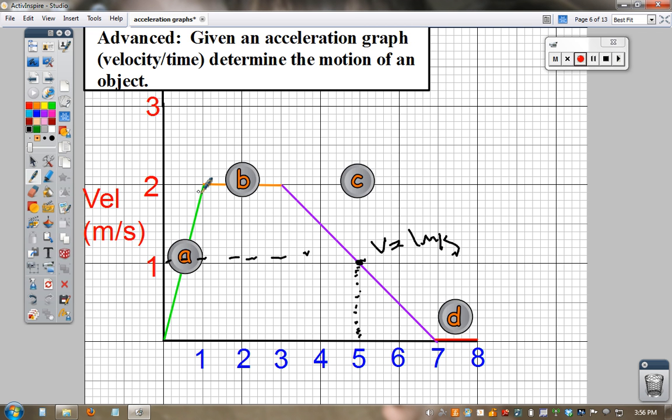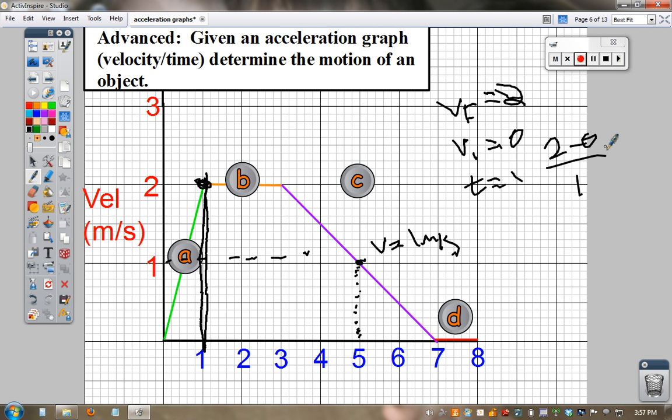Next question. What's the acceleration during the first 1 second? Part A, what's acceleration equal? Make a list. What's your V final? What's your V initial? And what's your time? Well, my V final equals 2, right here. My V initial equals 0, and my time is 1 second, so 2 minus 0 over 1 equals 2 meters per second squared.